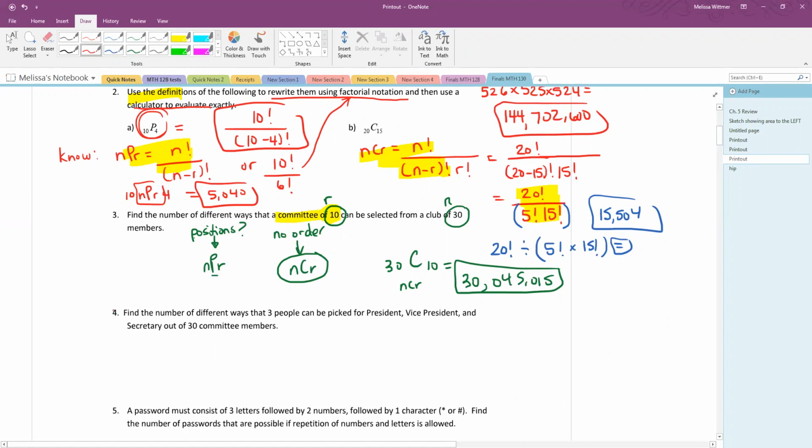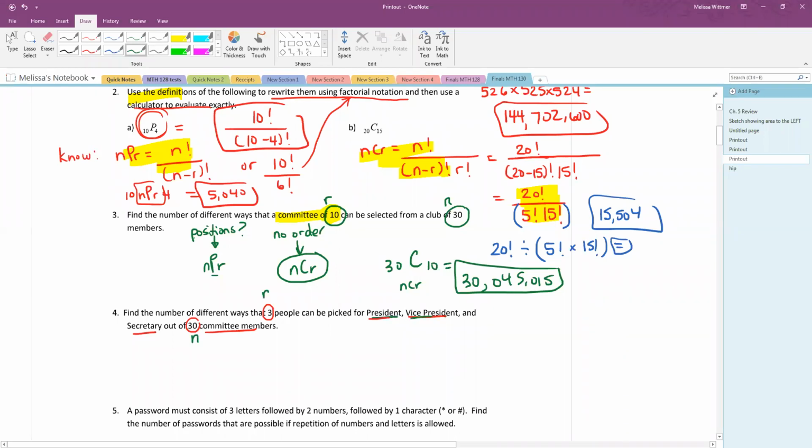And then question 4 is a really good comparison. Find the number of different ways that 3 people can be picked for president and vice president and secretary out of 30 committee members. So here again, we have the larger number is N, so we have 30 for N. The smaller number will be the R.